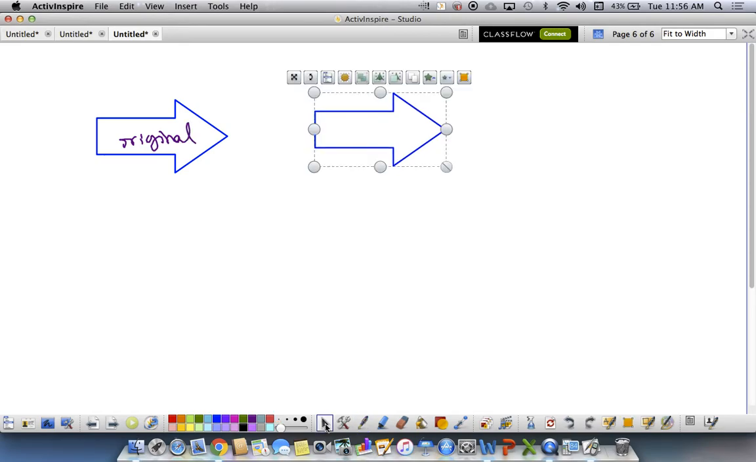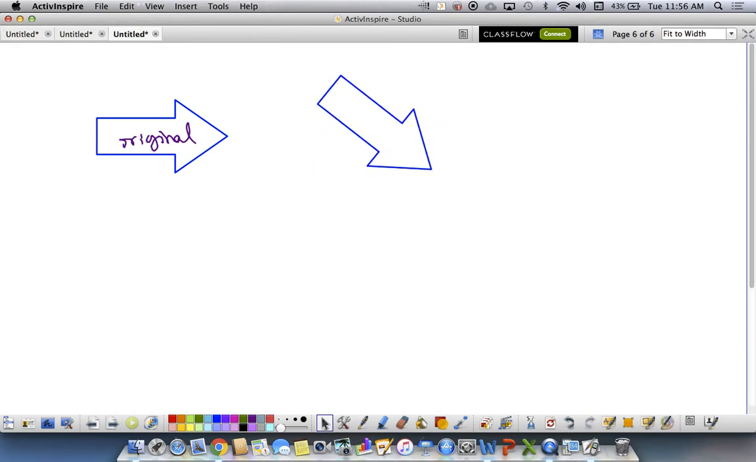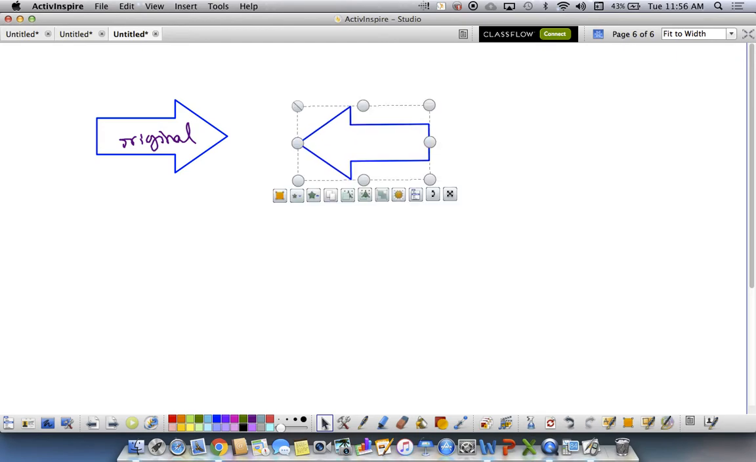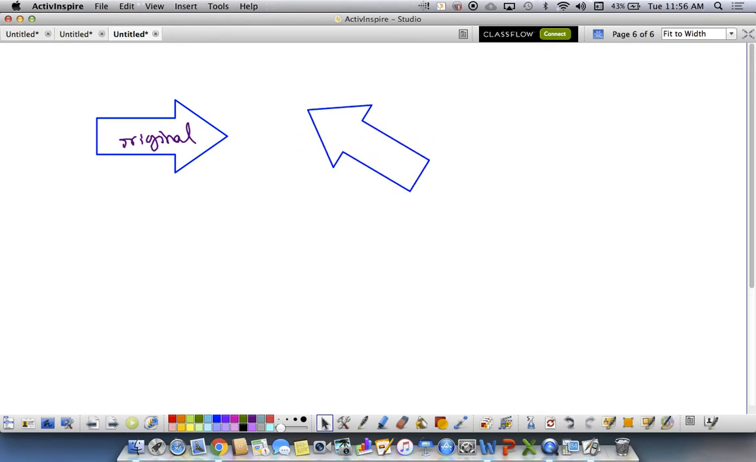If we rotate this 90 degrees, how about 180 degrees? Could I fit it directly on top of it? You want to try? Does it fit directly on top? No, it doesn't. Okay? If I kept rotating it, 270, back to 360. Yay!